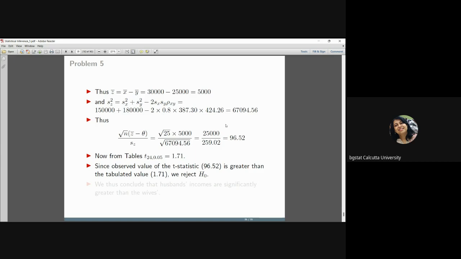I said I have data on 25 households, which means n minus 1 is 24. If you look at the critical value of t with n minus 1, which means 24 degrees of freedom, it's 1.71. My observed t statistic is huge, much greater than this value of 1.71. So we reject H naught and we conclude that husbands' incomes are significantly greater than wives' incomes.